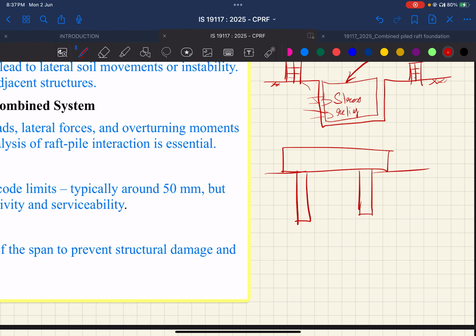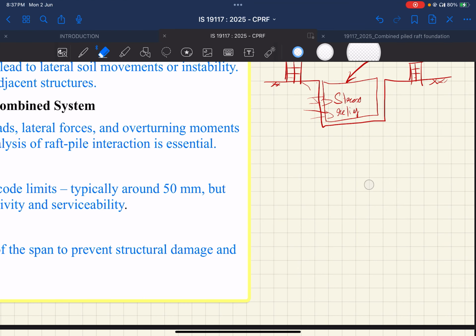Before going into the next topic, I would like to discuss some other points of consideration from the structural design point of view of CPRF.